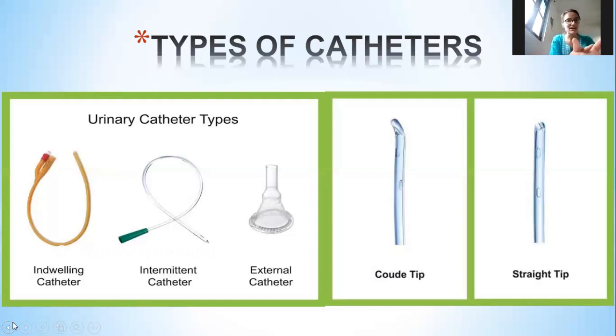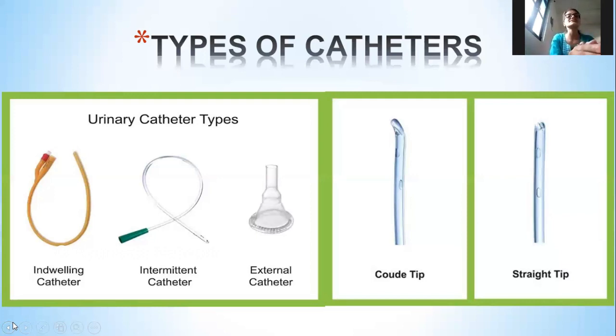Now the next is the tips of the catheter. In the previous three, when we saw the indwelling catheter and intermittent catheter, you saw the tip was pretty straight, right? But now here you see that there are two types of tip. There is a straight tip and there is a coude tip. Coude tip catheters are also simple catheters, but they have a slightly tilted tip.